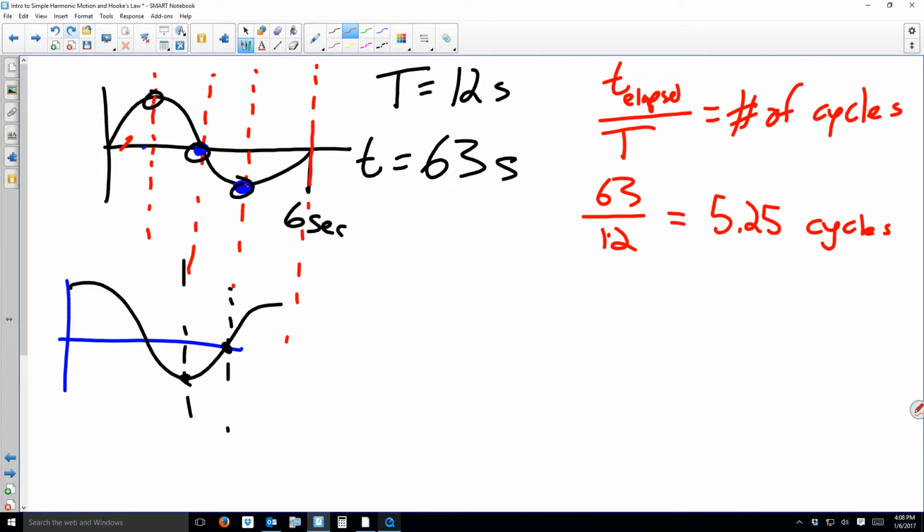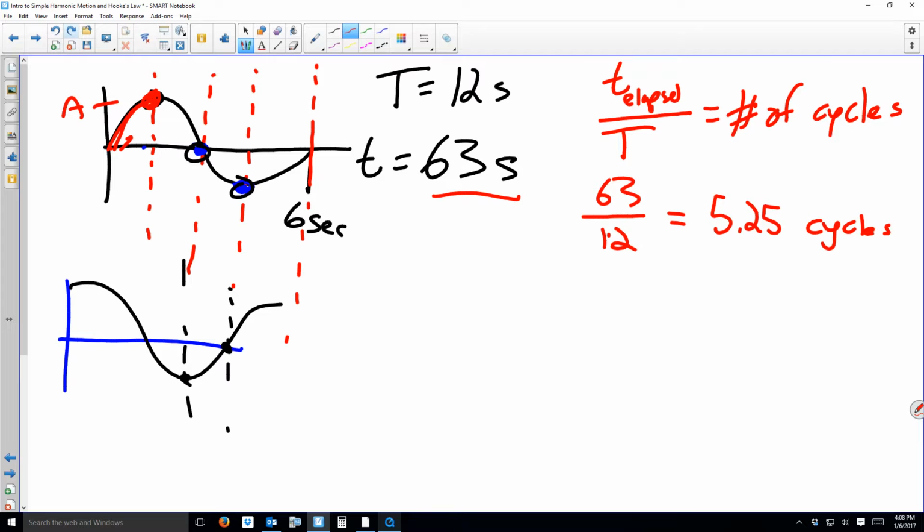So I go up to this first break. So at this exact time, at this 63-second mark, my object is up at the top. It's at A. It's at the amplitude. That's its position.